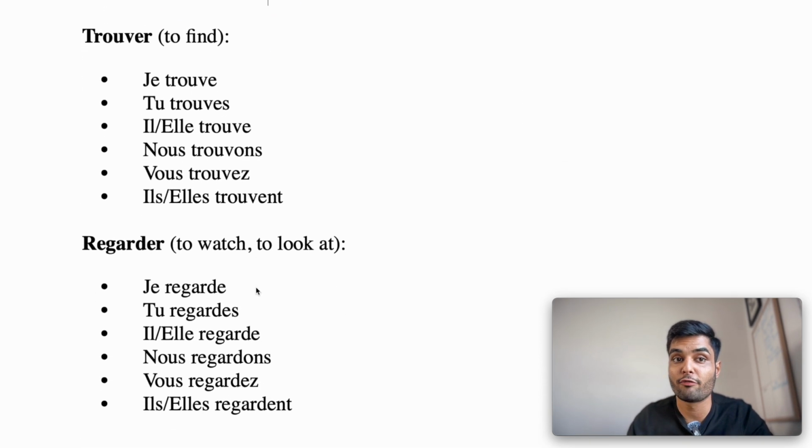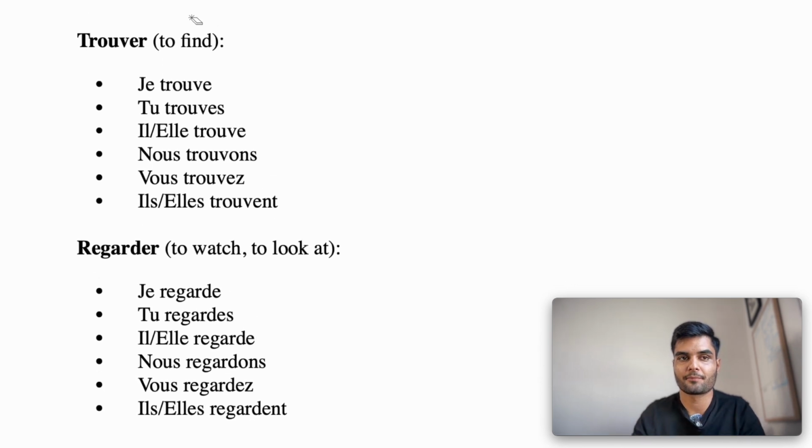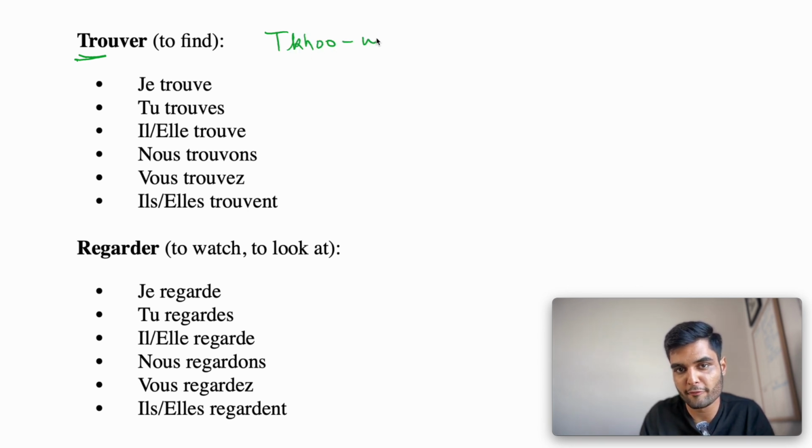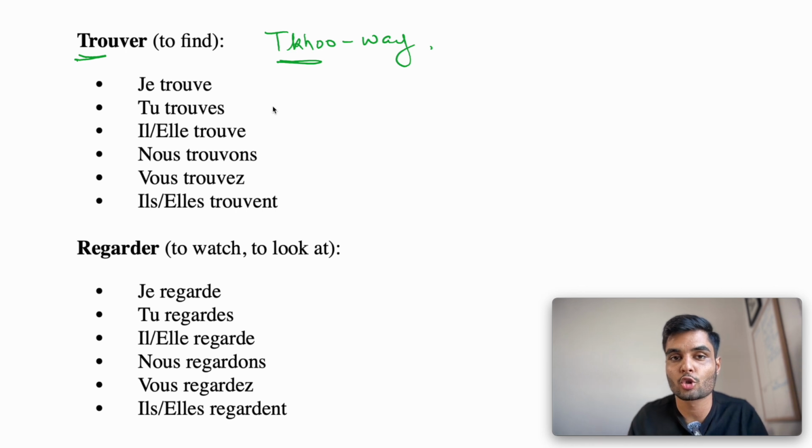Then we have trouver. Trouver. The pronunciation is again a bit tricky. Not trouver. Trouver. I know it's a bit tricky. In English, it's hard to write the R pronunciation because it's not really R, it's H.